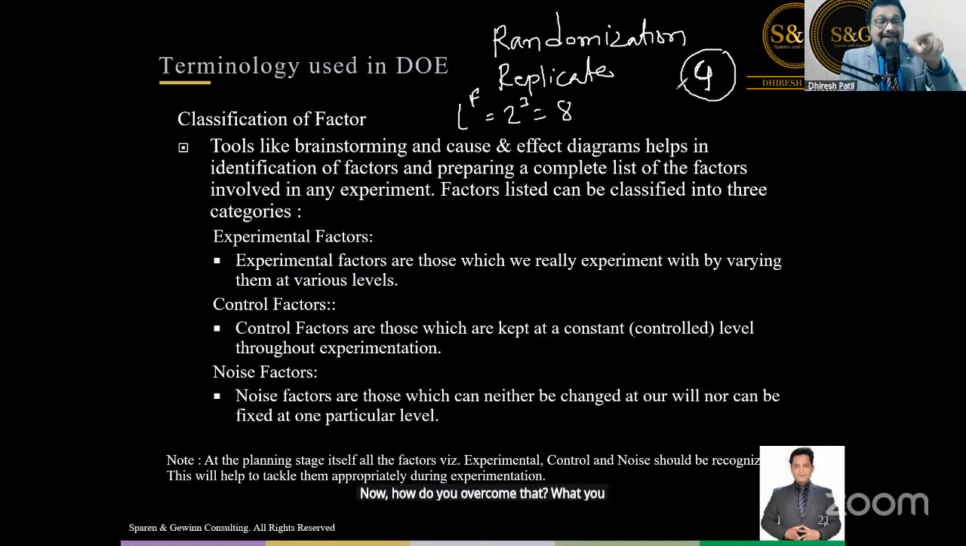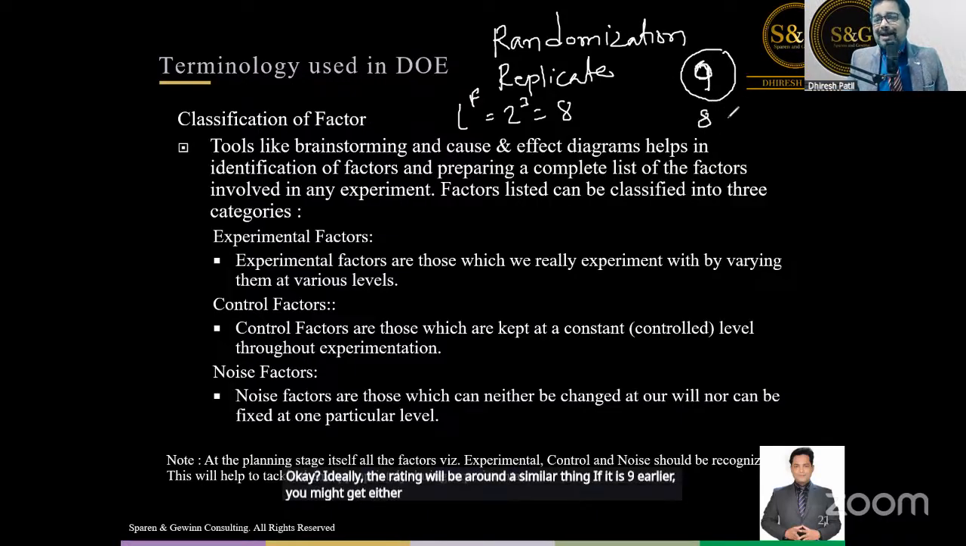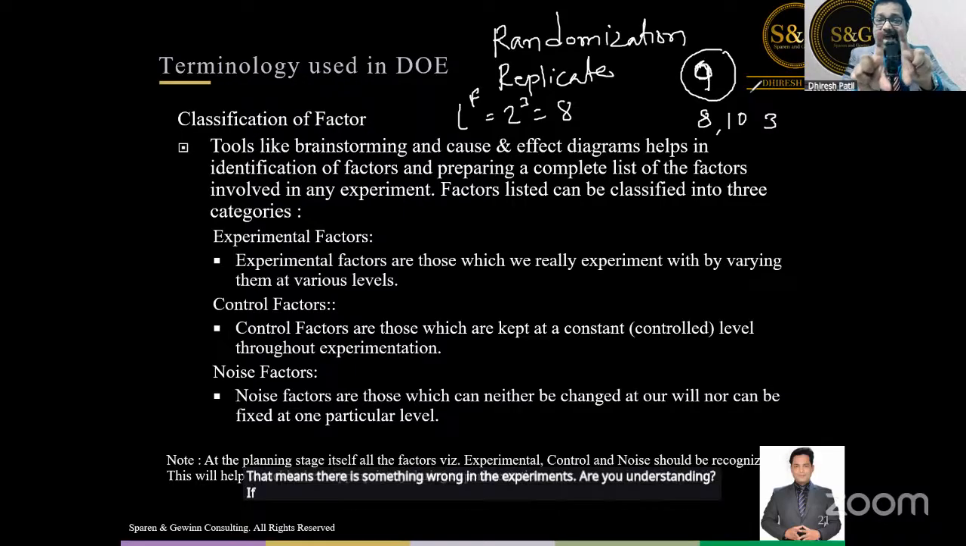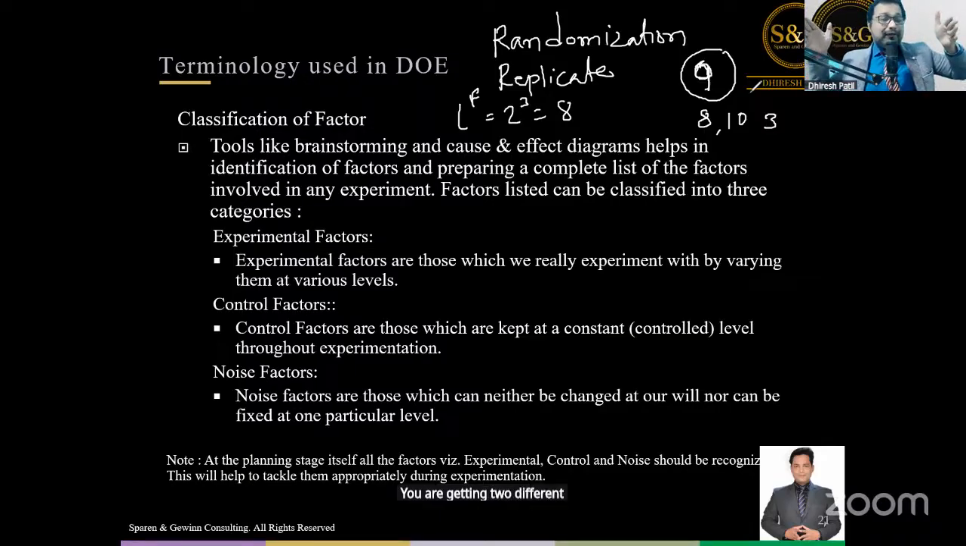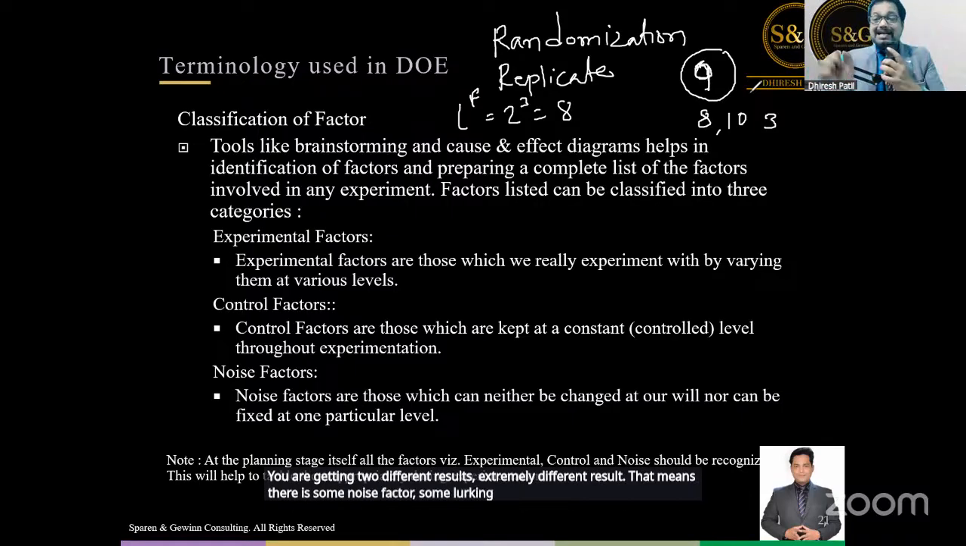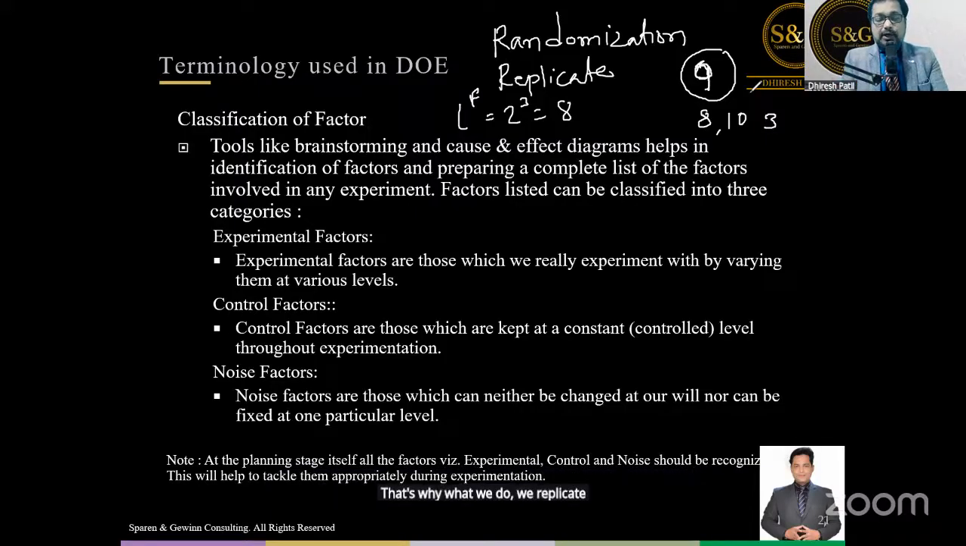You run that experiment once again. Ideally, the rating will be around the similar thing. If it is 9 earlier, you might get either 8 or 10. Imagine you get 3. That means there is something wrong in the experiments. If two exactly equal settings give you two extremely different results, that means some noise factor, some lurking factor, some human error impacted. Are you understanding? That's why we replicate the run to overcome this.